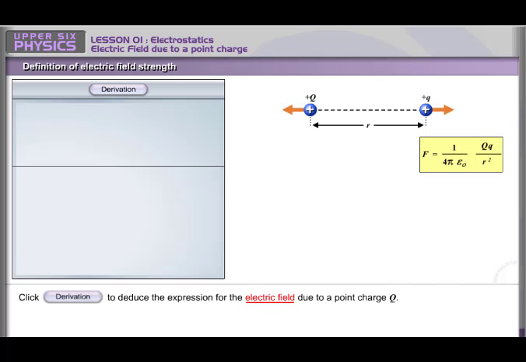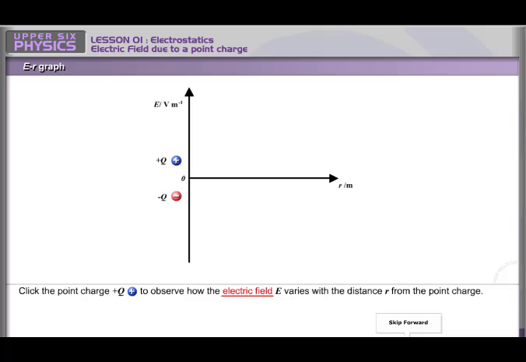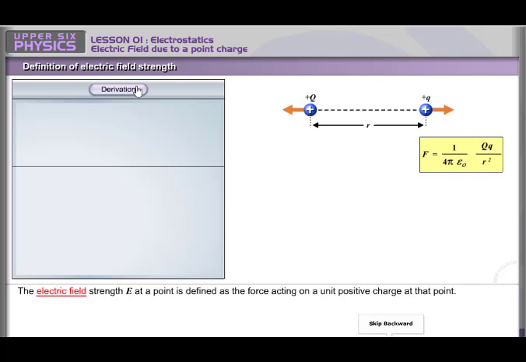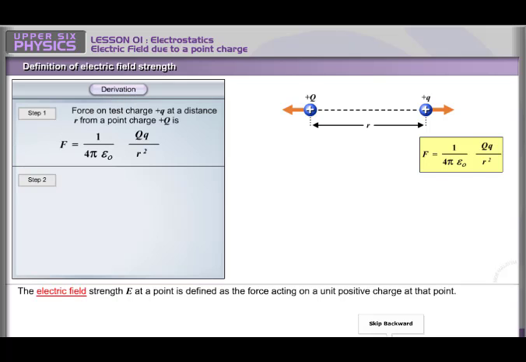Click on the derivation button to deduce the expression for the electric field due to a point charge Q. Click the point charge positive Q to observe how the electric field strength E at a point is defined as the force acting on a unit positive charge at that point.